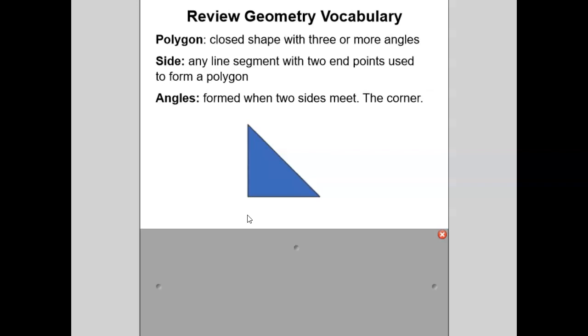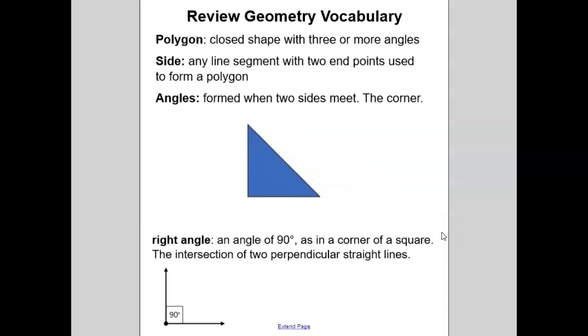You're exactly right. This is a triangle, and so it has 3 sides and 3 angles where the 2 sides meet or come together. We know this triangle has 2 angles that are less than 90 degrees, and today we're going to learn about a new, very special type of angle known as a right angle. A right angle is an angle of 90 degrees, as in the corner of a square. It's where 2 perpendicular straight lines come together.